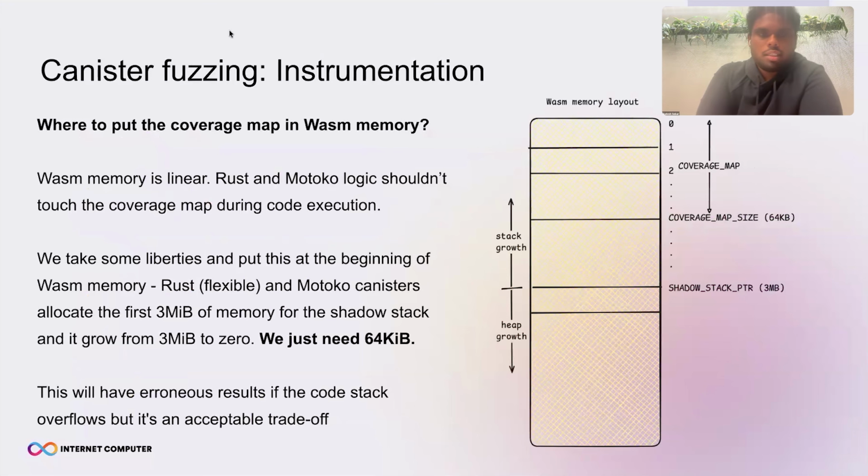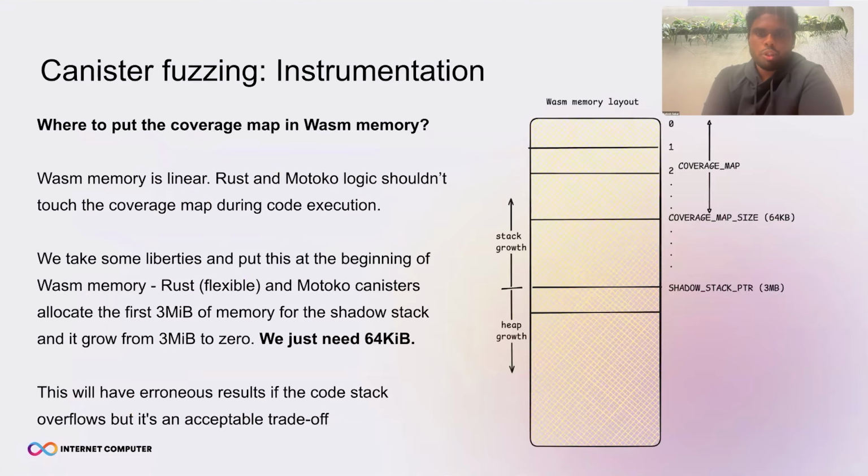Yes. One more thing is where to put the coverage map in WASM memory. Since WASM memory is linear, we want to make sure that when Rust and Motoko code executes the programming logic, it doesn't interfere with where you're storing your coverage information. So we take some liberties and put this at the beginning of the WASM memory.